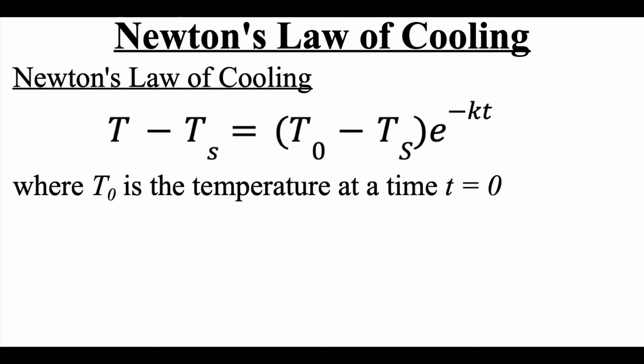Now, a lot of times you'll see this equation rewritten to have this capital T on the left-hand side all by itself, so adding this T sub s over to the right-hand side, and that's actually the form that I prefer. So I'm going to say capital T is equal to T sub s, because we're adding that over to the other side, plus the difference in the initial temperature minus the surrounding temperature times that e to the negative kt.